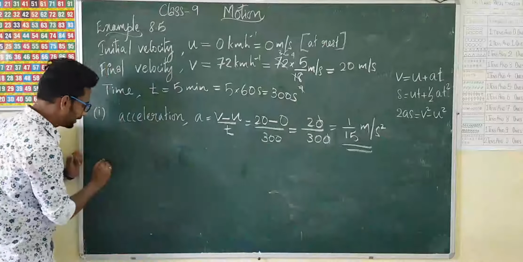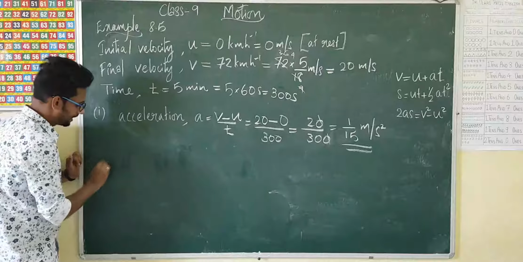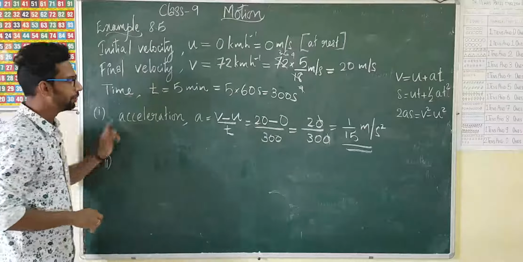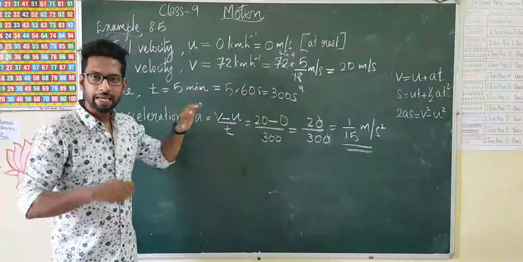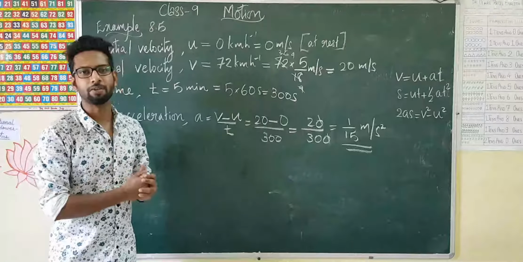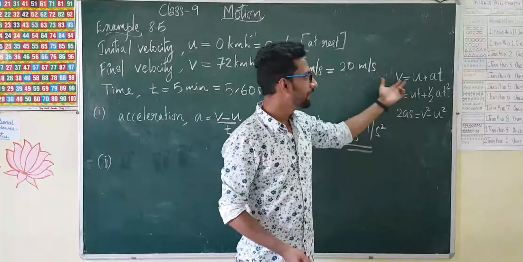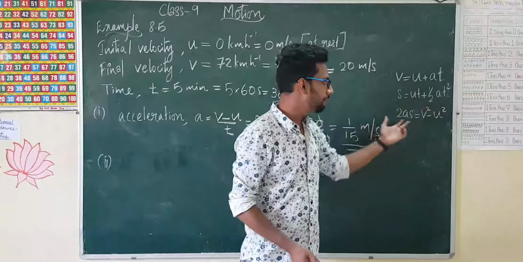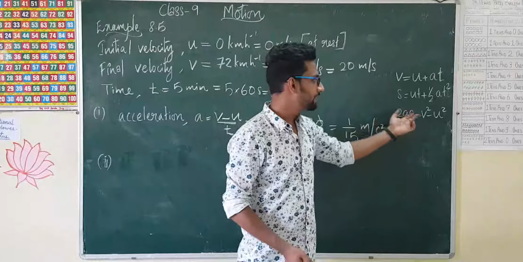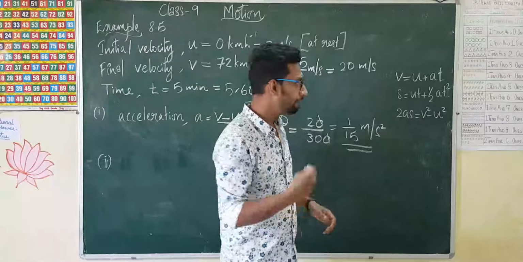The second question is to find the distance traveled by the train during this time interval, that is 5 minutes. In 5 minutes, how much distance is covered? That's our question. See, we have written the three equations of motion here: v equal to u plus at, s equal to ut plus half at square, and the third one, 2as is equal to v square minus u square. We have to find s.